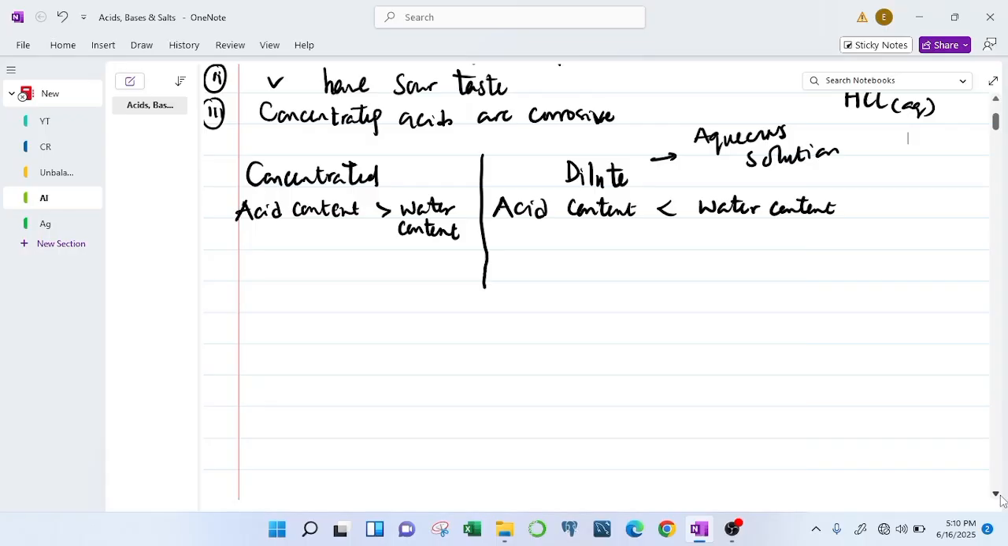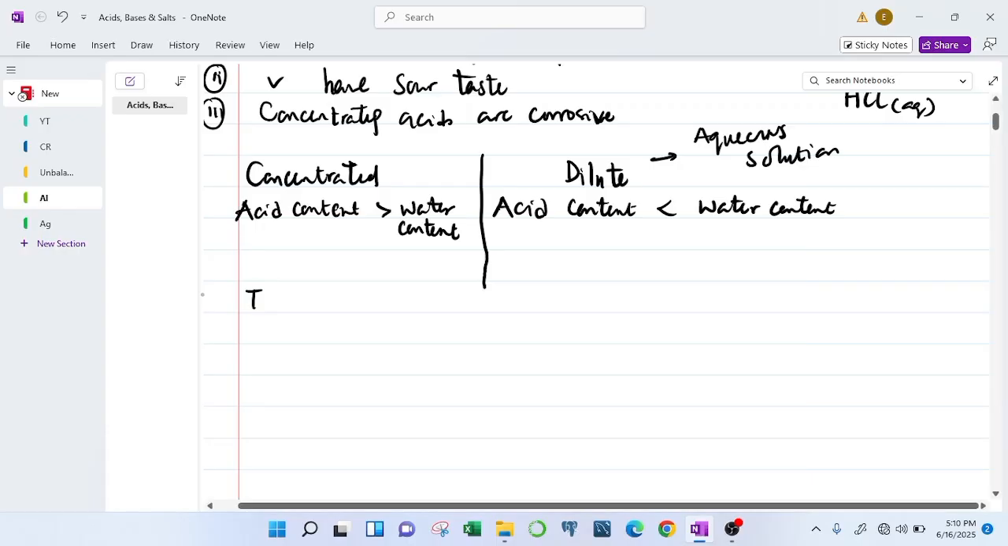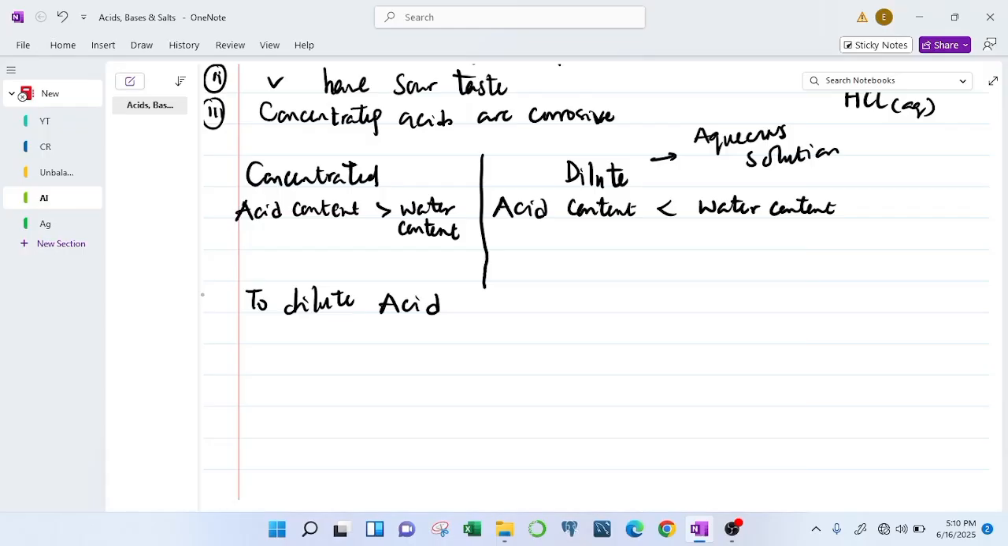Now remember, we have spoken about it. To concentrate an acid, you either add more acid to the solution or you take away water from the solution by evaporation. You take away the water. How about when you want to dilute an acid? To dilute an acid, that means that you need more water. So you simply add water.